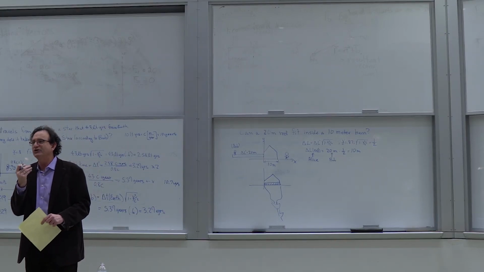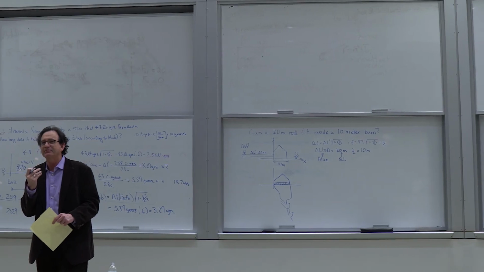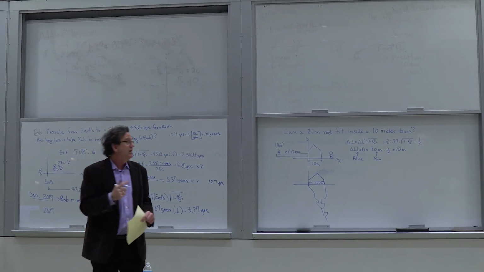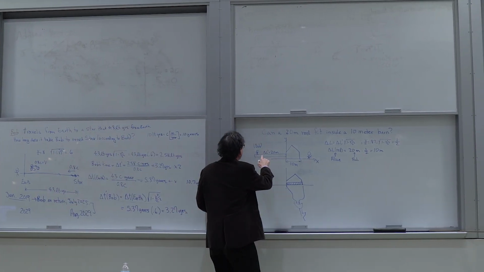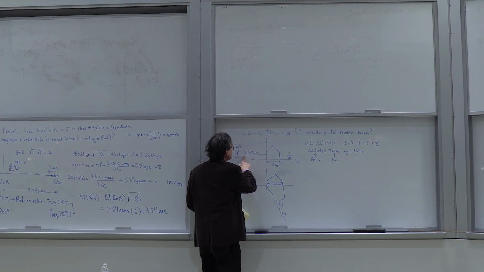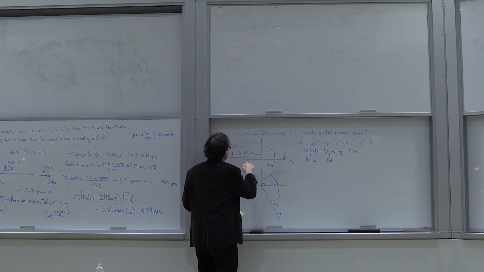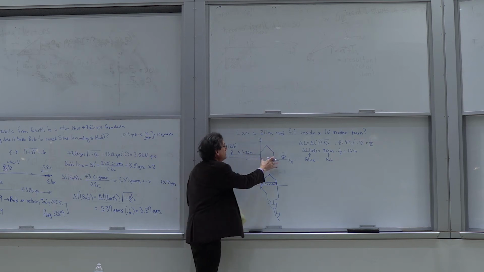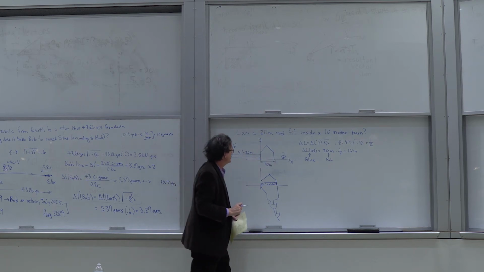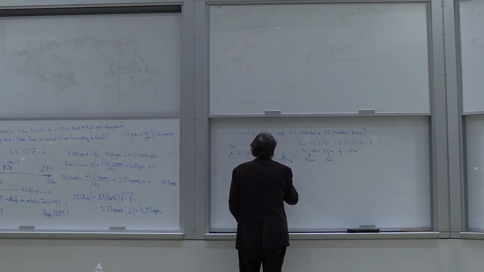Bob says, no, that's not what's going to happen. That's not what happens at all. Here's the problem. If I'm Bob and I'm writing on here, then Bob says, look, my rod is not getting shorter. Your barn is shrinking. Right? So this is all from Alice's point of view.